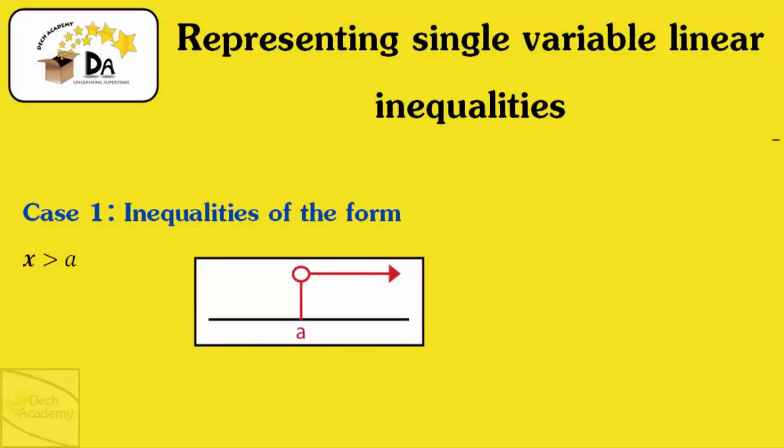This video deals with the representation of single variable linear inequality using number lines. Single variable linear inequalities are inequalities with just one variable. For example, the inequality x plus 1 is greater than or equal to 7. This is an inequality. You can see the inequality symbol here, greater than or equals to. There's just one variable, the variable x.